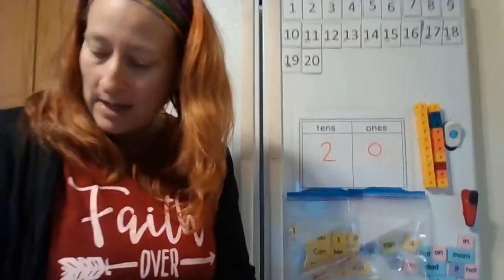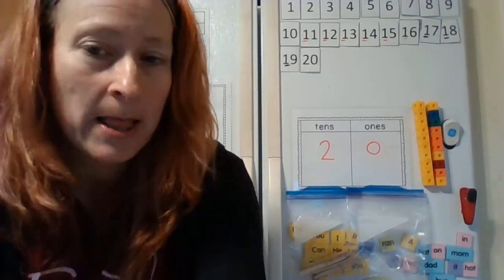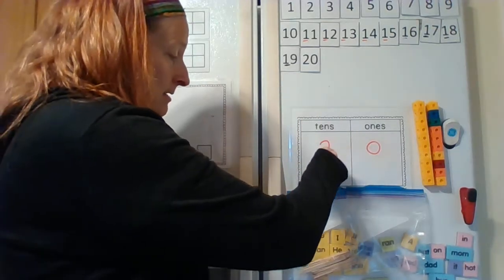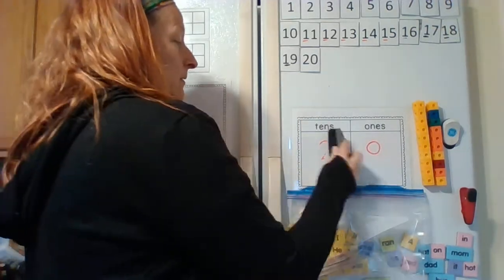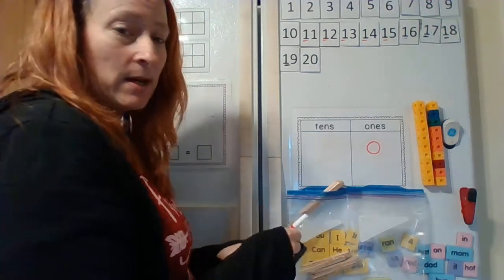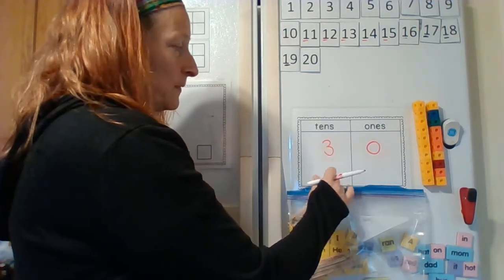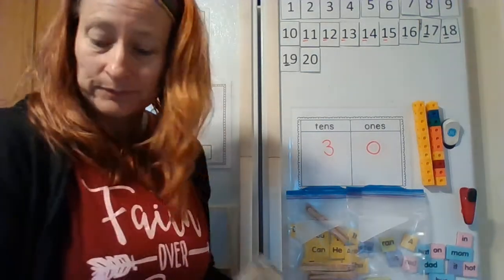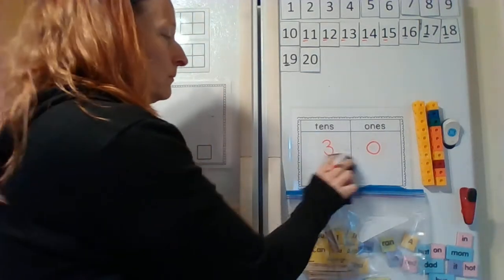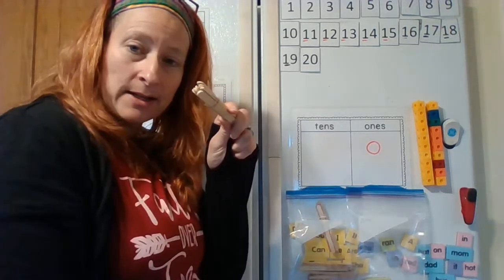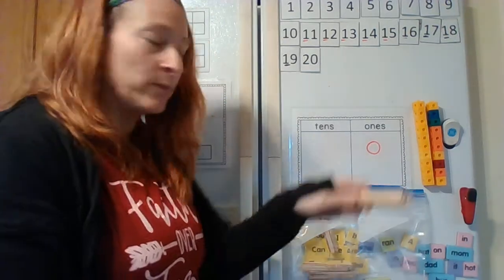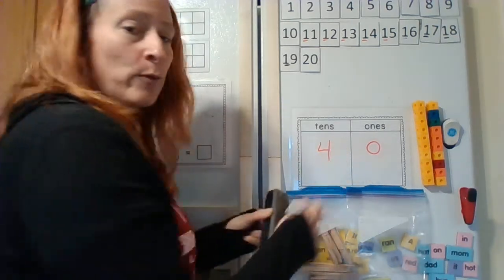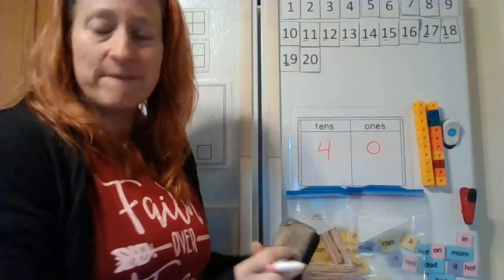Now, I can add another group of 10s, change this number, and it becomes 3 groups of 10, 0 ones, and it becomes 30. Add another group. 3 plus 1 is 4. Put a 4 and a 0, it is 40.